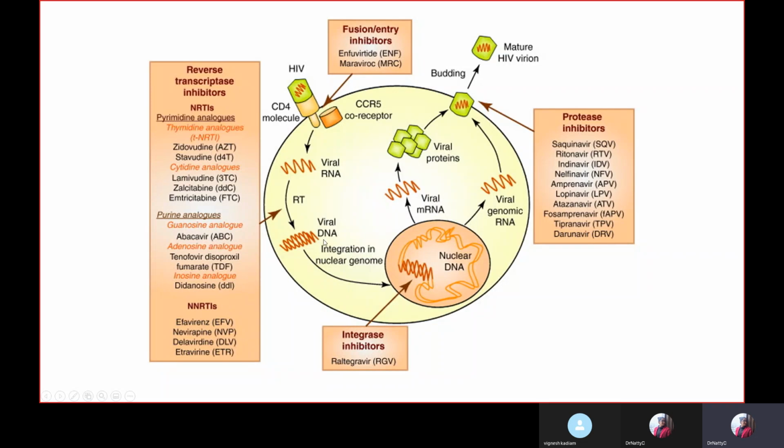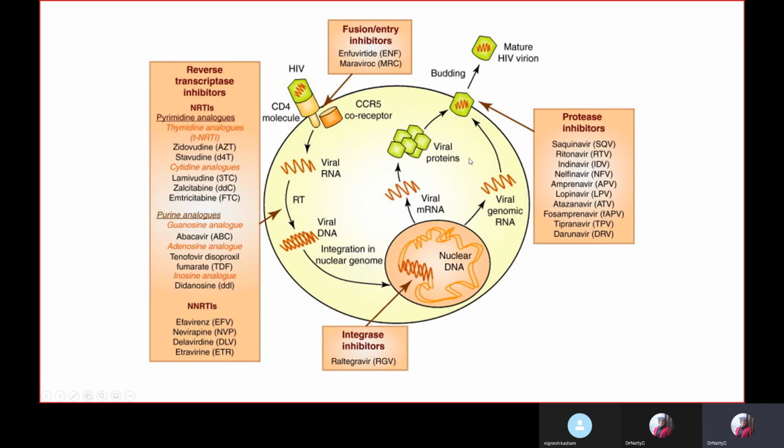After that, the formed viral DNA joins with the host DNA. That joining enzyme, if you stop that enzyme, they are called integrase inhibitors. Then you have the protease inhibitors. To easily remember, you have the fusion or entry inhibitors, which are enfuvirtide and maraviroc. Then integrase inhibitor, there is only one, raltegravir. Then you have protease inhibitors, very easy to remember. All the drugs end with the name navir. Then the remaining all include the NRTIs and NNRTIs.